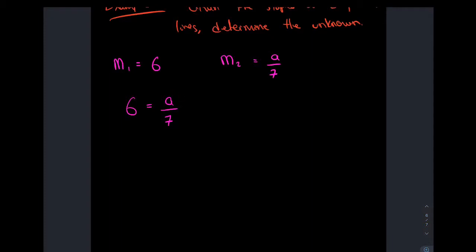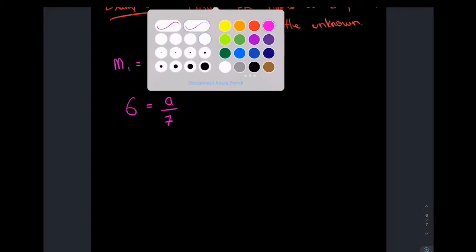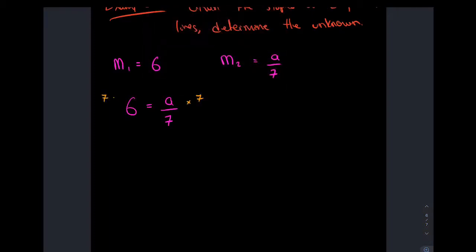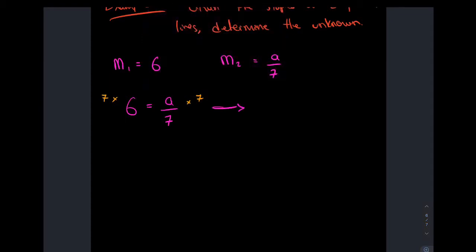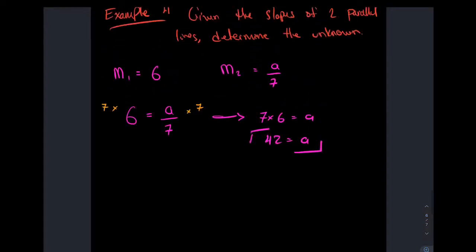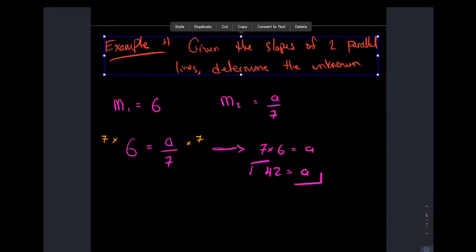So what's the way? Well, the a is being divided by 7, so what if we multiply by 7? So times 7, times 7, what do we get? Well, we get 7 times 6 equals a, 42 equals a, and that's it. And finally, let's do one more example here.